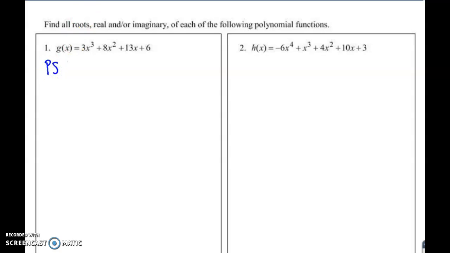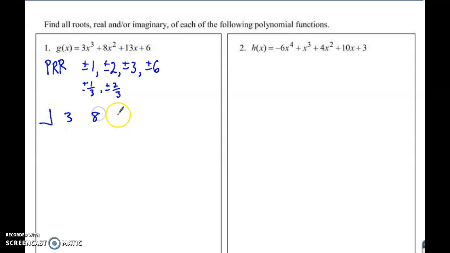So starting with possible rational roots. I'm looking at plus or minus 1, 2, 3, all the factors of 6, and then also the other factor of 3 is 3, so 1/3, 2/3. No need to write down 3/3, no need to write down 6/3 because those are already accounted for. So as we go to synthetic, we only have to find one that works to get there.